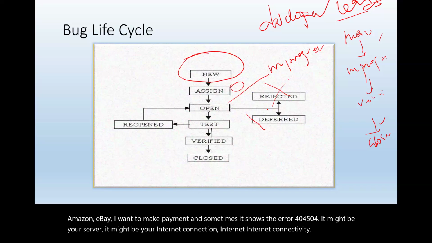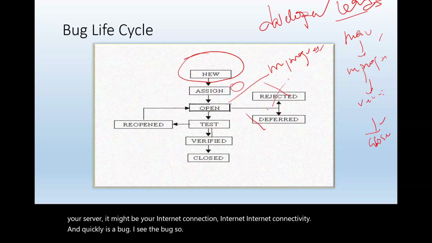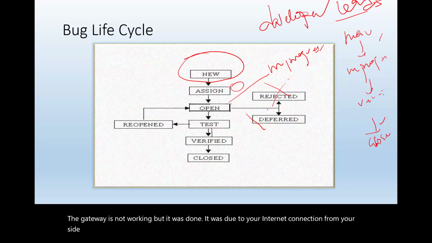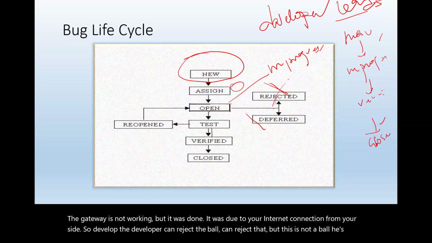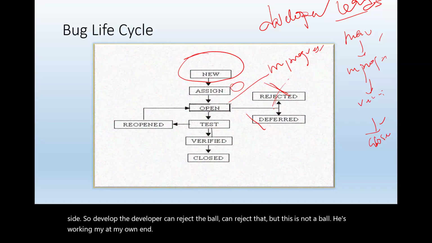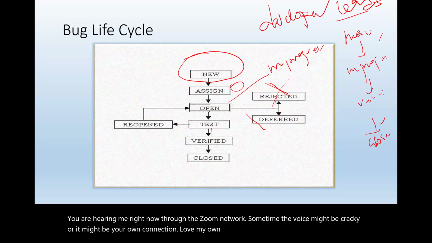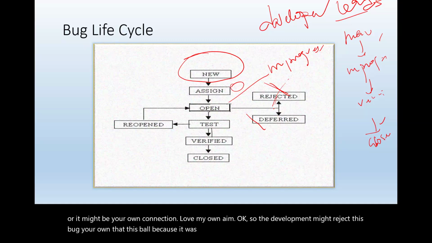And you quickly raise a bug and say it's a bug. So the gateway is not working, but it was due to your internet connection from your side. So the developer can reject the bug and say, oh, but this is not a bug, it's working at my own end. You are hearing me right now through the Zoom network. Sometimes the voice might be cracky, or it might be your own connection, not from my end. Okay, so the developer might reject this bug, because it was your own internet connectivity from your own end, so that is not a bug.